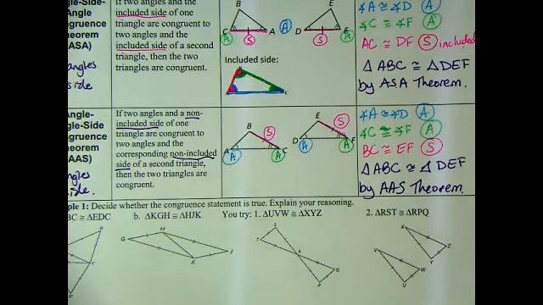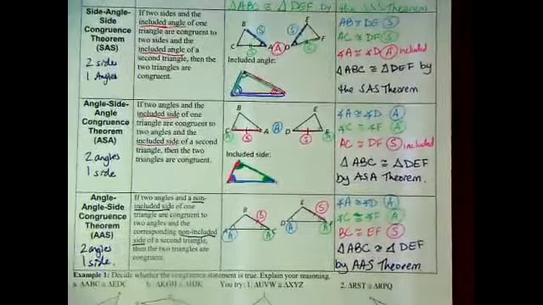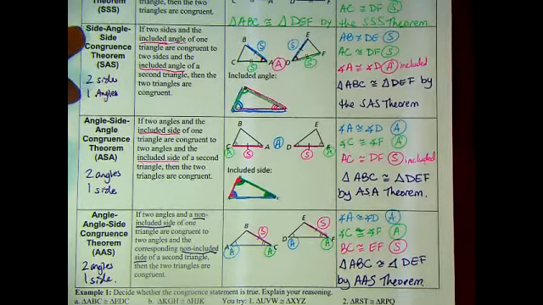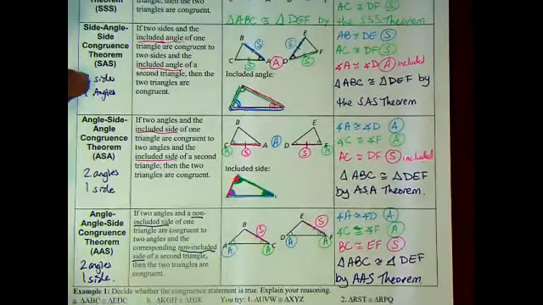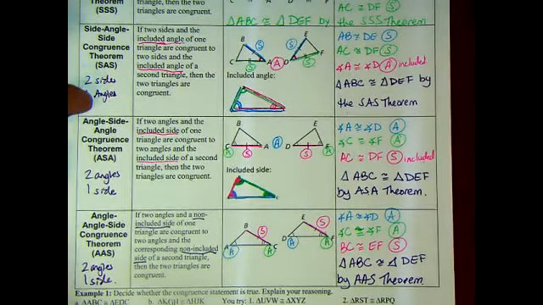So to recap, let me zoom a little because I know some of you guys are still writing. We first had our side side side theorem. It is the only theorem where all three things are the same. They're all sides. That's when all three of the parts are sides. And then we have our side angle side congruence theorem, where we have two sides and the included angle.